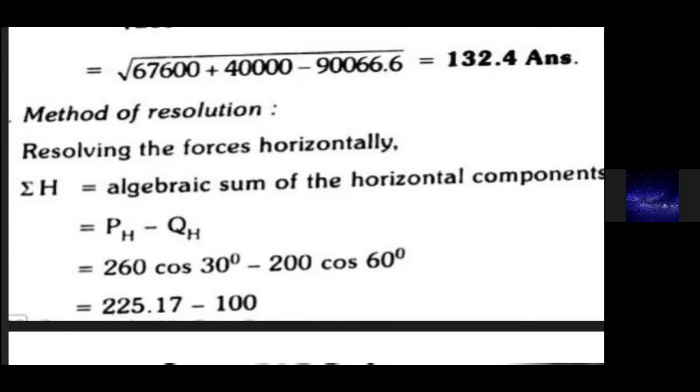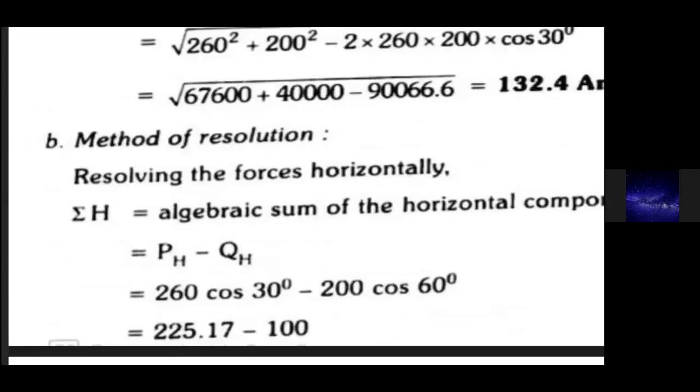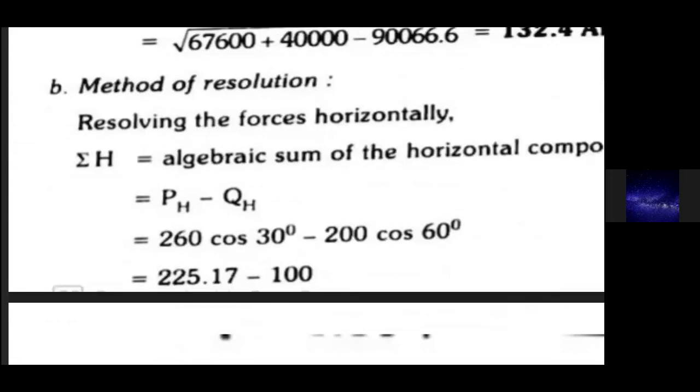Let us assume sigma h is the algebraic sum of the horizontal forces. First resolve 260. It makes 30 degrees to the x-axis, meaning its horizontal component is 260 cos alpha and vertical component is 260 sin alpha. For 200, its horizontal component is 200 cos alpha, and vertical component is 200 sin alpha. Calculate sigma h: we get 260 cos 60 minus 200 cos 60, which gives the final sigma h value.